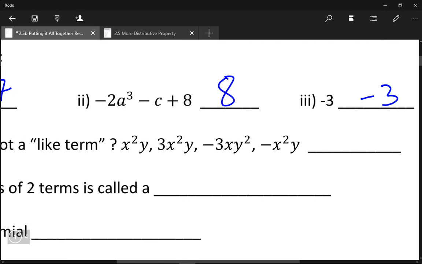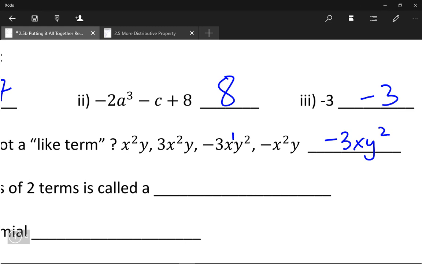Okay. Part C, which of the following is not a like term? Julio. Negative 3xy squared. Why is it not the like term? Because y has been raised to the degree of 2. The degree of 2, that's right. And x is the exponent 1.